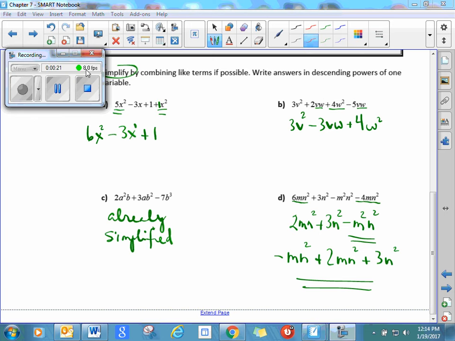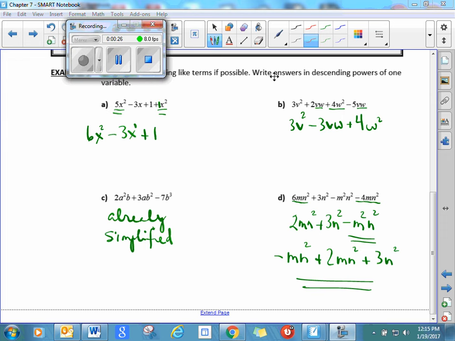It says write answers in descending powers of one variable. So in example A, there is only one variable, so we're picking variable x because it's the only one that's there. And 2 was the highest power, then 1, then our constant. In example B, however, we had two variables. We had v and we had w.